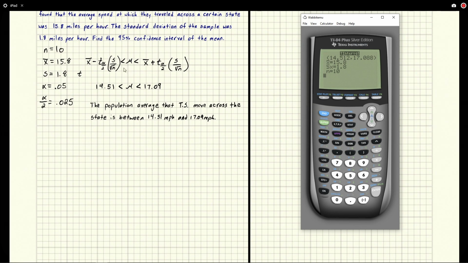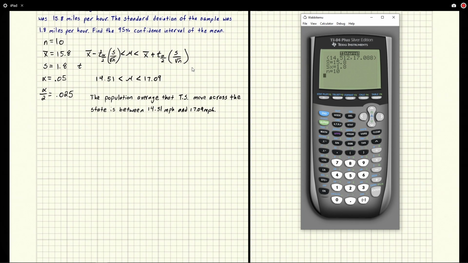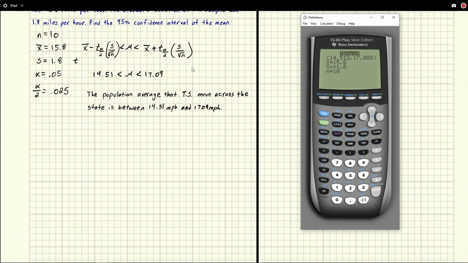But let's say that we want to use the formula to double check our work. Maybe we have some extra time, or maybe it's required by the teacher. No big deal. All we've got to do is plug it in. We do need to find t of alpha over 2. So using the calculator, we can get this just using an inverse lookup.